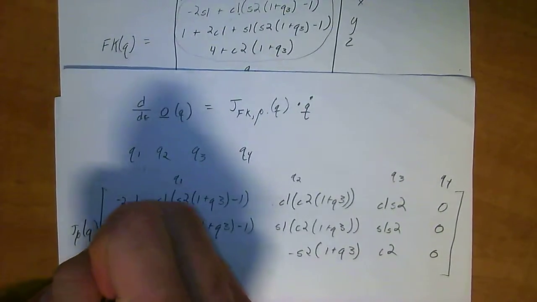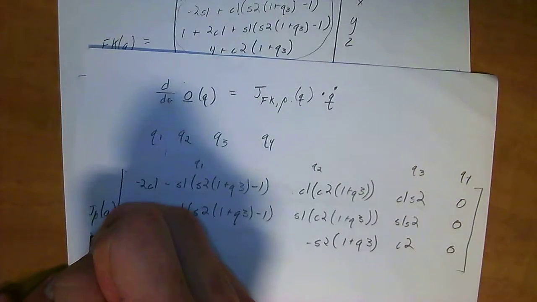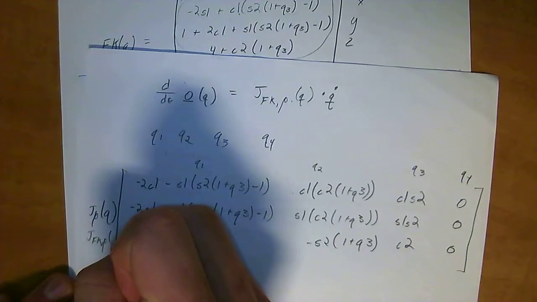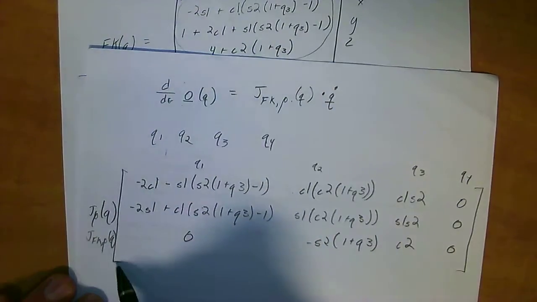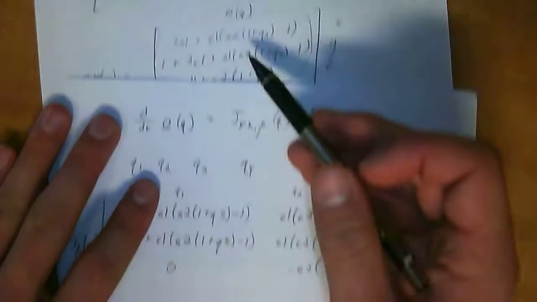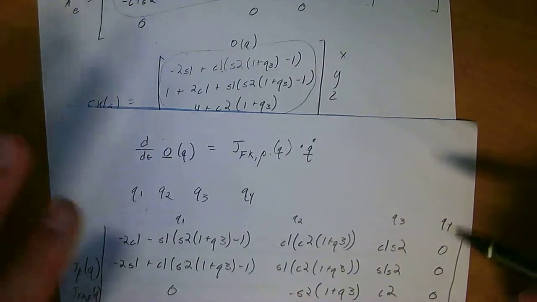This is equal to JP of Q, or the Jacobian of FK P of Q. So write that down: FK P of Q. Just like that. So that's what this matrix is. You just take the Jacobian of this matrix right there with respect to each one of the Q's. And that's basically all you have to do.